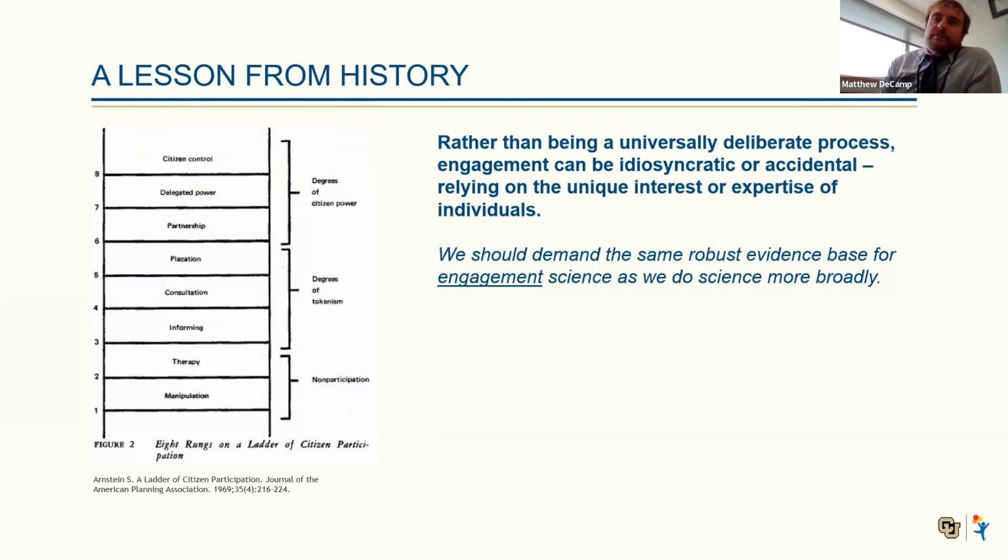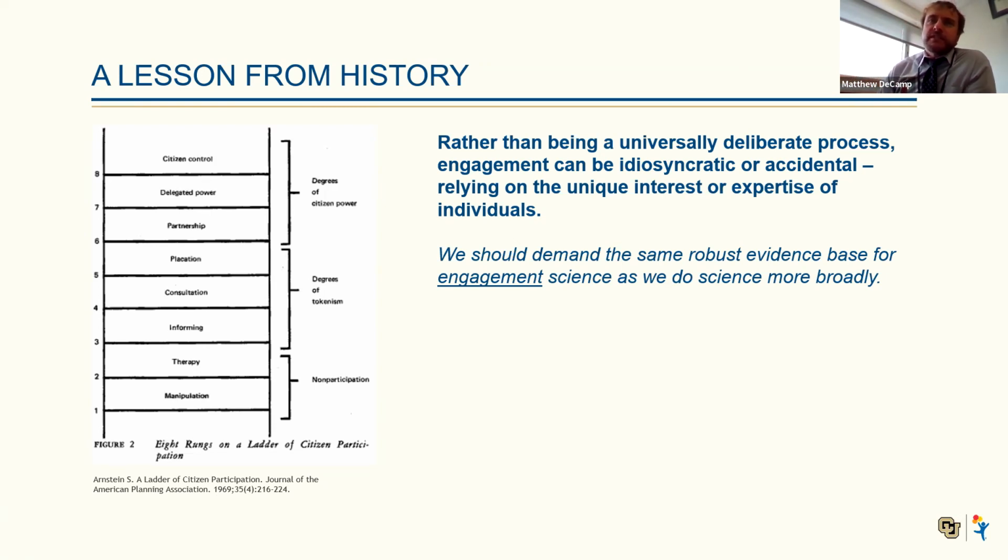So I'd like to start with a lesson or two from history. One is a personal lesson for me. It's been in my experience that rather than being a universally deliberate process, sometimes engagement in research and engagement more broadly can be idiosyncratic, or almost accidental. It relies on the unique interest or expertise of particular individuals involved in a particular project. And I think just at the outset that we should demand the same kind of robust evidence base for engagement science as we do for science more broadly. I think that's a really important feature of engagement looking forward.